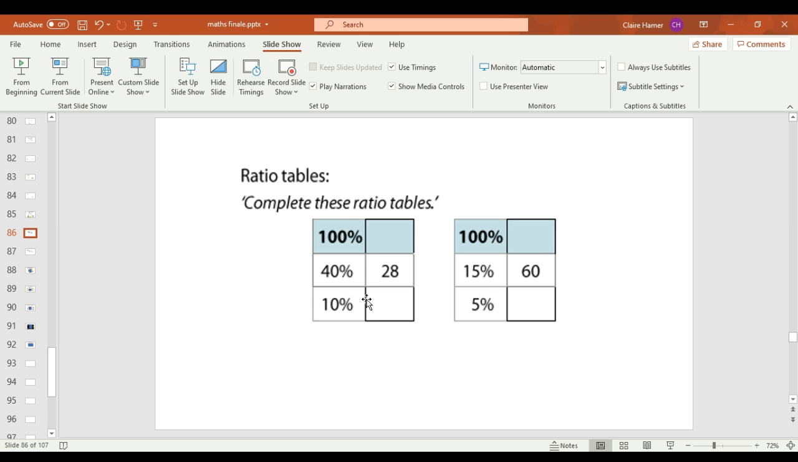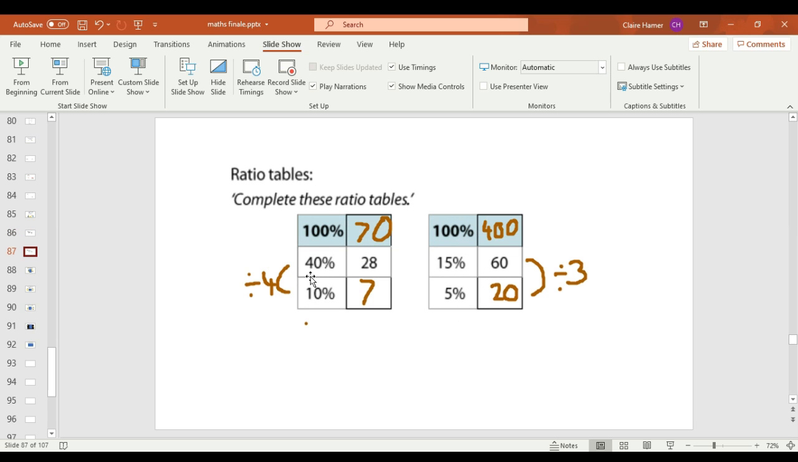Okay, so I hope you remember that whatever you do to one side, you do the same to the other side. So here's my workings. So first of all, I divided by 4. So I got 7 is equal to 10%. And then I know that 10 lots of 10% make a whole. So I got the answer 70.